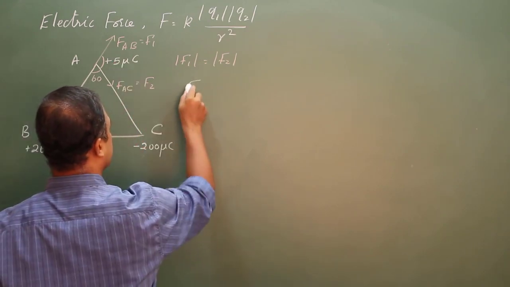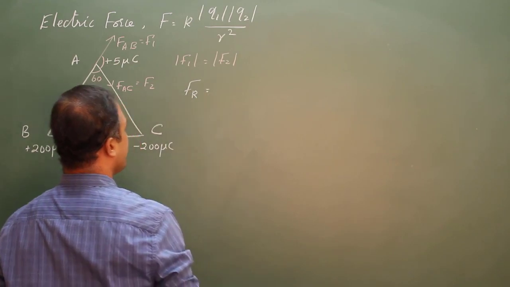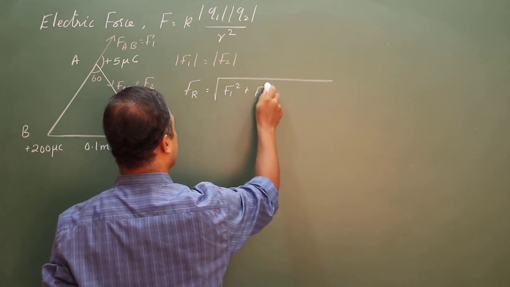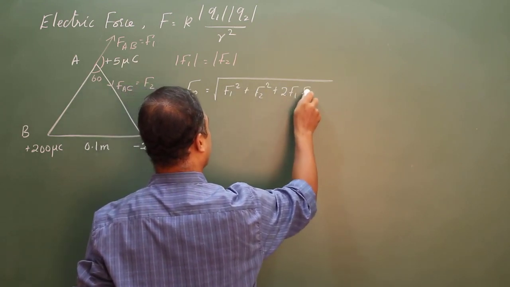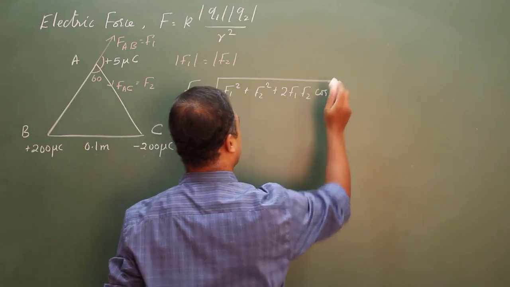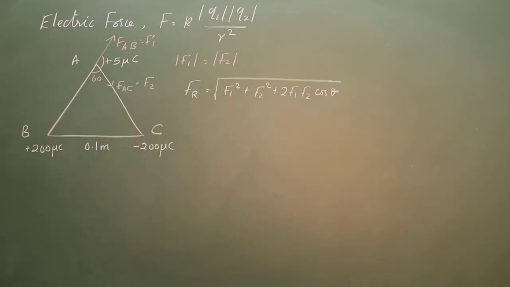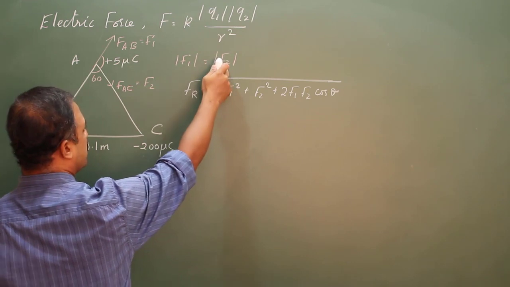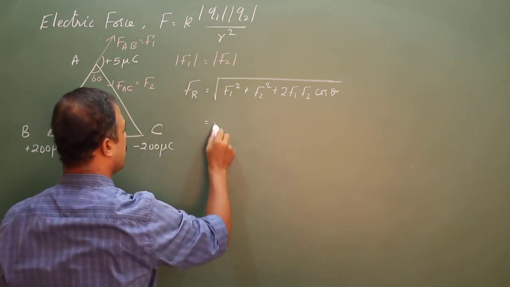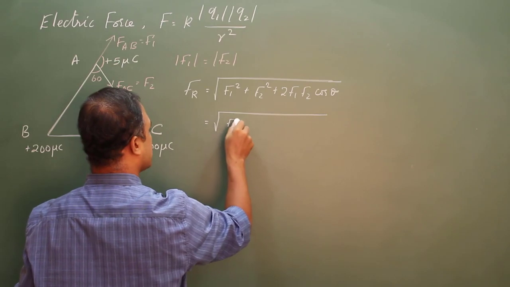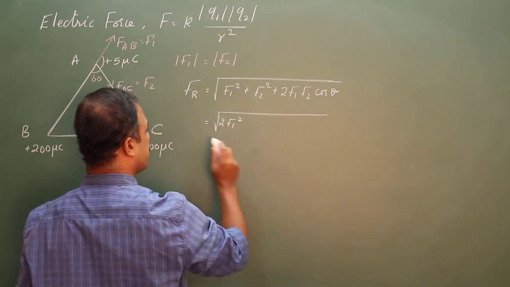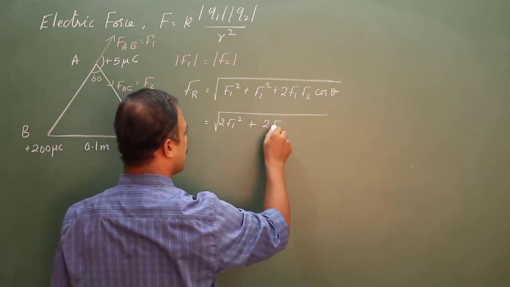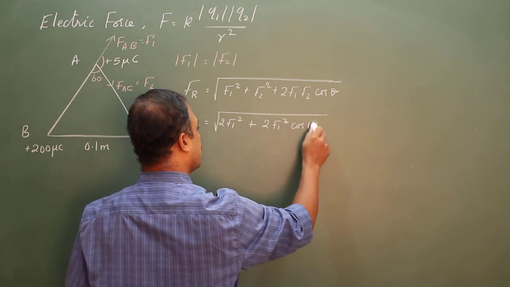So my resultant force F_R is going to be, so I'll call it as root of F1 squared plus F2 squared plus 2 F1 F2 cos theta. Okay, now this is my expression for finding out the resultant force. Now since F1 is equal to F2 magnitude wise, maybe I'll replace this F2 as F1, so you'll get root of F1 squared plus F1 squared, that will give you 2F1 squared, plus 2 times F1 into F1, F2 can be written as F1, so that is also 2F1 squared cos of 120.